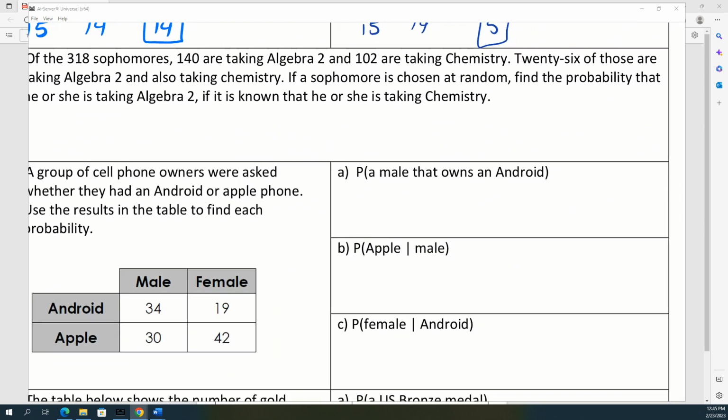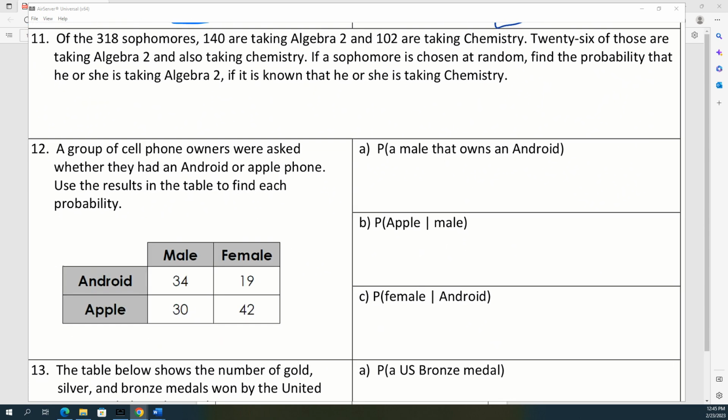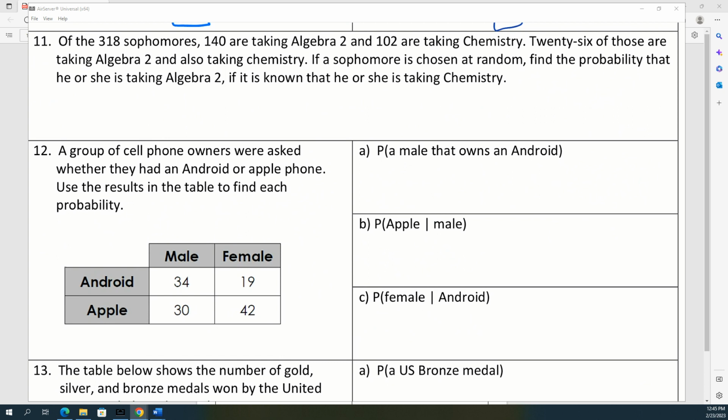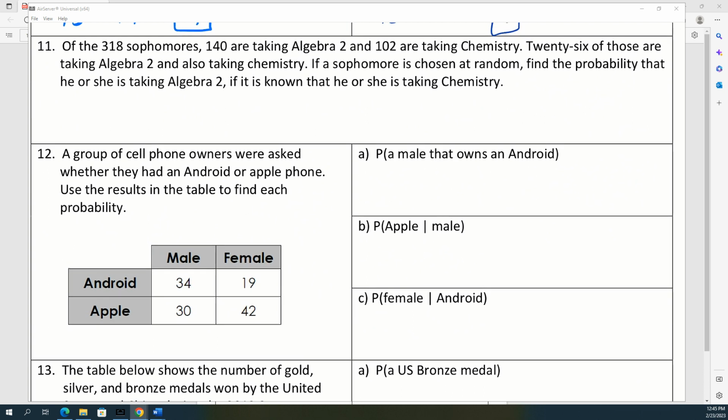So on 11, this is one of the ones we're going to have to do, a Venn diagram. So of 318 sophomores, 140 are taking Algebra 2 and 102 are taking chemistry. 26 of those are taking both Algebra 2 and chemistry. If a sophomore is chosen at random, find the probability that he or she is taking Algebra 2 if it is known that he or she is taking chemistry.